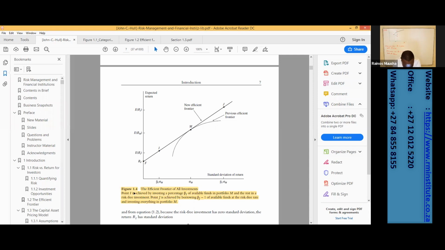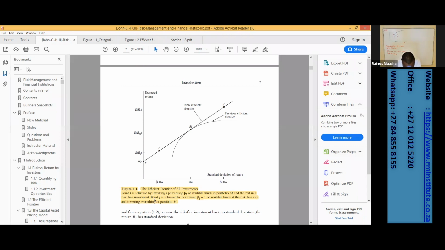So if you check on figure 1.4, when you look at the efficient frontier of all investments, they say point I, which is basically this point, is achieved by investing a percentage of available funds in portfolio M and the rest in the risk-free investment. Which means that if you're going to be investing some of your investments in a certain portfolio and some in risk-free investments, that's how you're going to be able to achieve a certain return, which is basically at this point I as well.